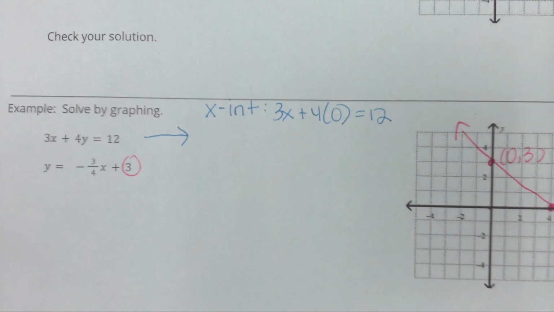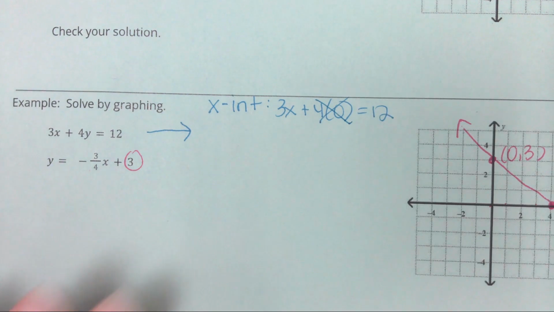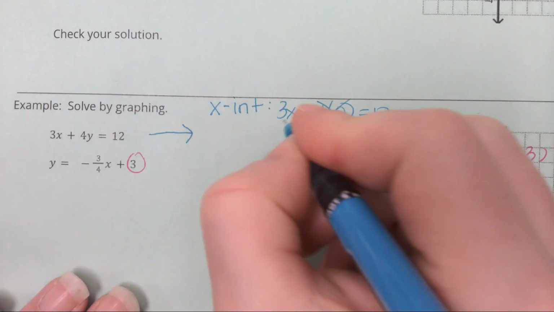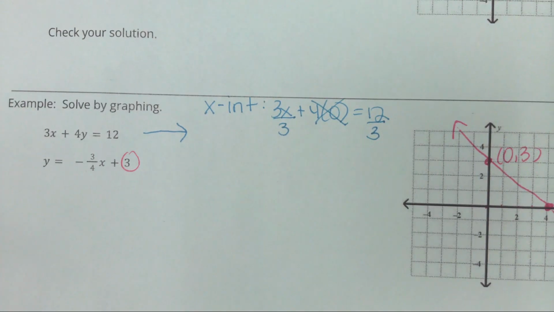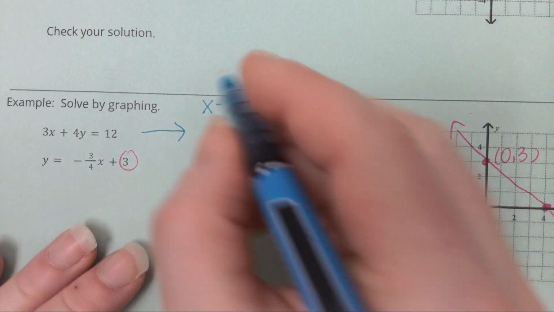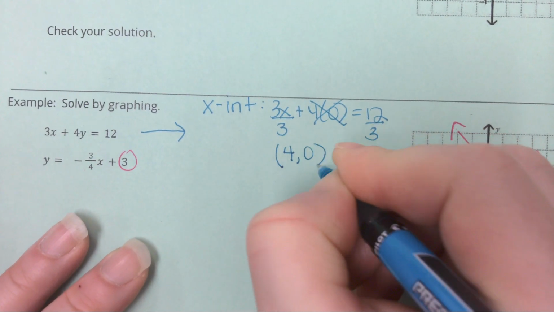What does that do? It cancels out that. Now we divide both sides by 3. What's 12 divided by 3? 4. So the x-intercept is 4, 0.